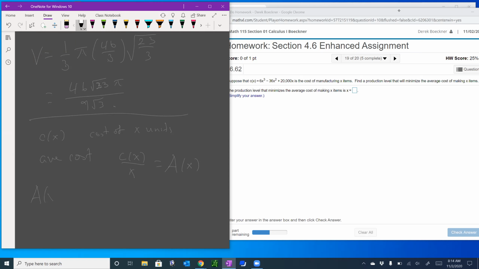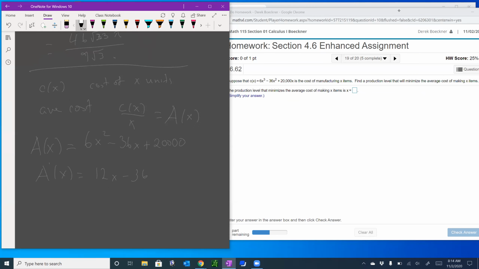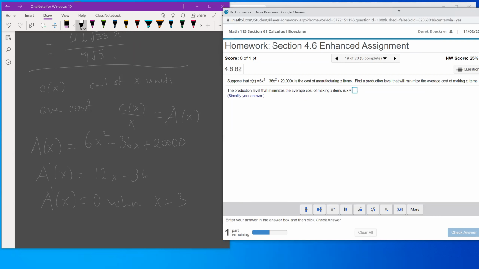But A of x, let's write it out. That's going to be 6x squared, because I'm dividing by x, minus 36x plus 20,000. Because I divided by x, I reduce all those exponents by 1. So A prime of x is 12x minus 36. And then this is 0 when x equals 3, because that's an easy one to solve.